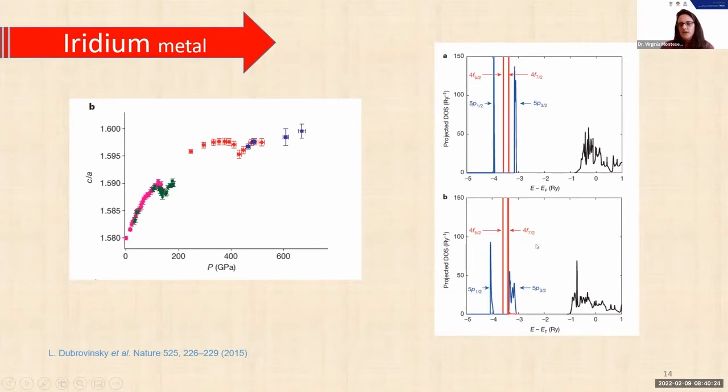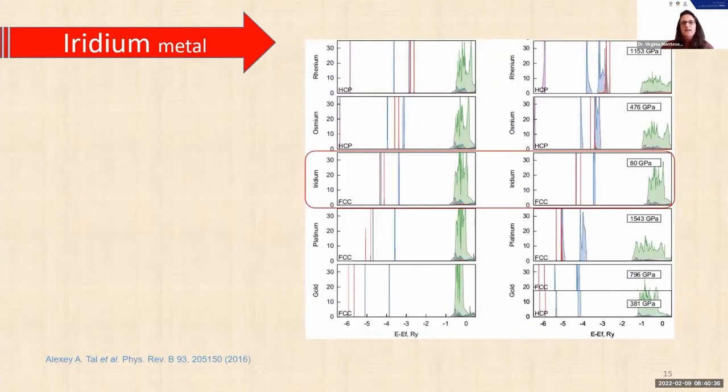around 400 gigapascal was associated with the core level crossing between 4f and 5p, as you can see in the figure on the right, in the projected density of states. Later, theoretically, they discovered this new electronic transition is common in most of the 5d transition metals, in rhenium, iridium, and platinum. However, iridium, as you can see, is the best candidate to study core level crossing because the crossing happens at relatively low pressure, 80 gigapascal. So we decided to study this electronic transition.